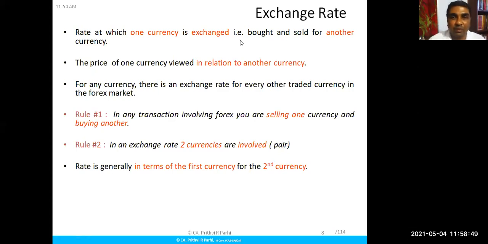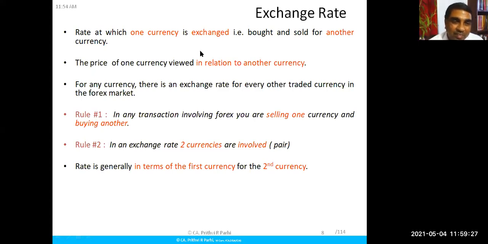Now, let us once again try to understand the concept of exchange rate. Basically, we have already understood this. So what is exchange rate? It's the rate at which one currency is exchanged for another currency, or you can say one currency is bought and sold for another currency. Suppose dollar is bought at a particular rate in exchange of rupee, we can say that is the exchange rate between dollar and rupee.